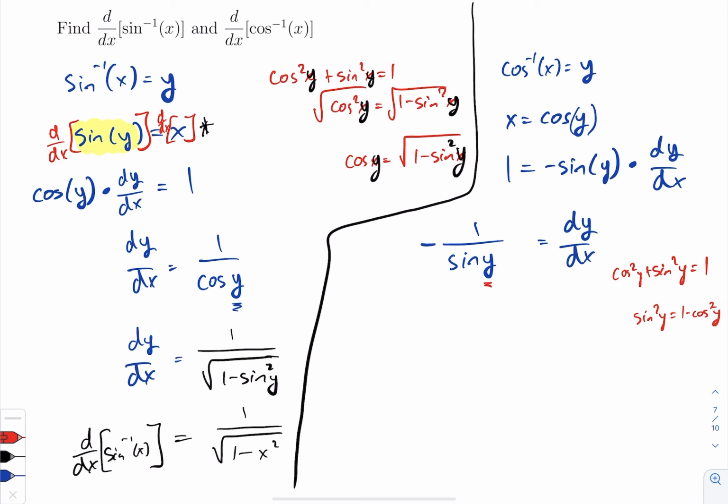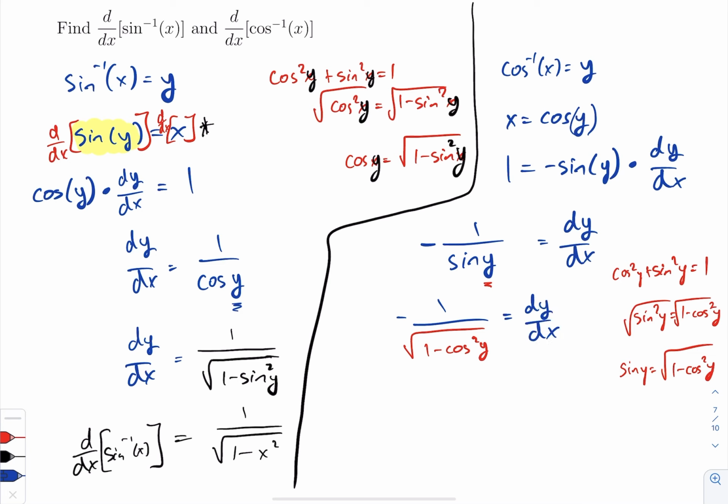Square root both sides. I'm left with sine of y is equal to the square root of 1 minus cosine squared of y. So I'm going to make that substitution here. So this will be negative 1 over the square root of 1 minus cosine squared of y, and that's equal to dy dx.